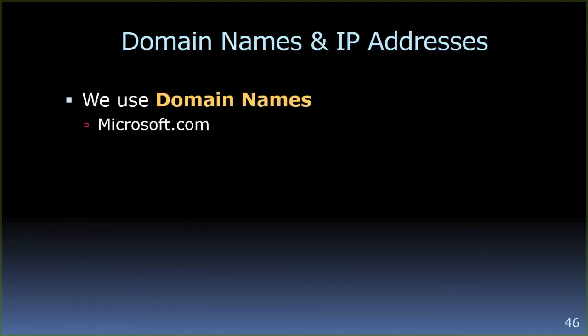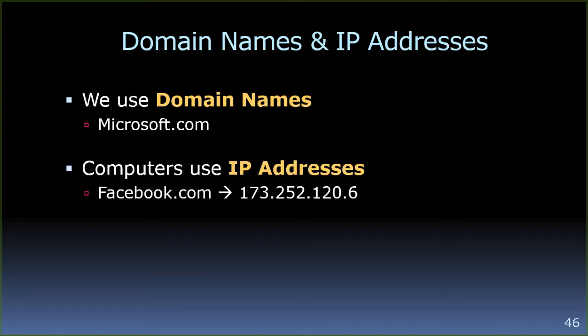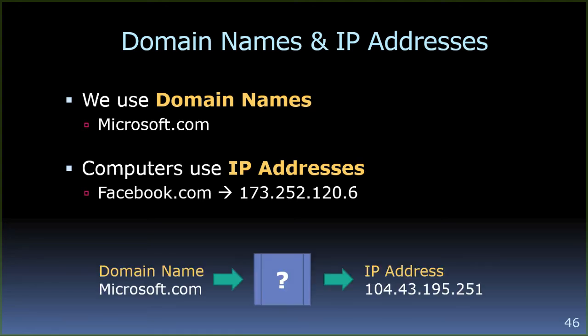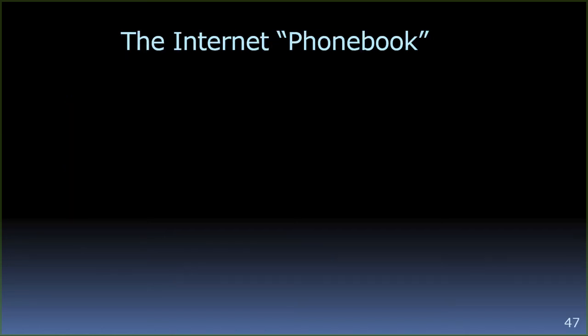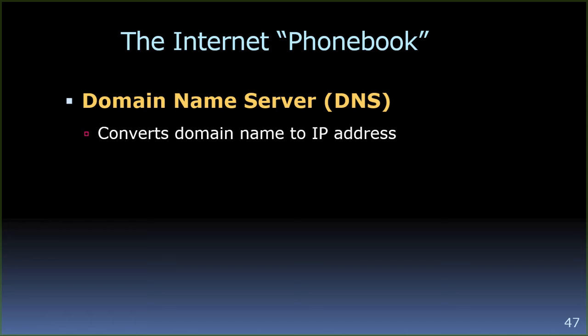Okay, now domain names and IP addresses. We, as humans, use domain names, for example, Microsoft.com. But the computers use the IP address. And that's just a bunch of numbers, four numbers separated by periods. Somehow the domain name that we type in gets translated into the IP address so that the computers know where to send the information. How does that happen? Well, that happens because of this thing called the Internet Phone Book. The real name for it is the Domain Name Server, DNS. And that converts the domain name that we type in into the IP address that the computers actually use.